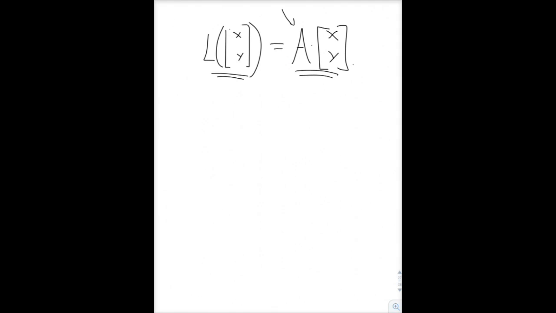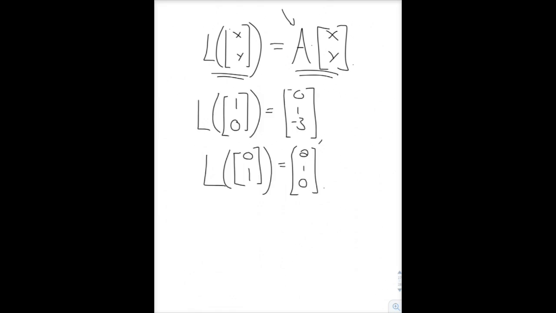So let's do the following thing. We have the linear map L which we defined above. Let's take that linear map and evaluate it at the natural basis vectors of R2. If we do that using the recipe of L, it's easy to see that L of the basis vector (1, 0) is (0, 1, negative 3). And L of the basis vector (0, 1) is (2, 1, 0).